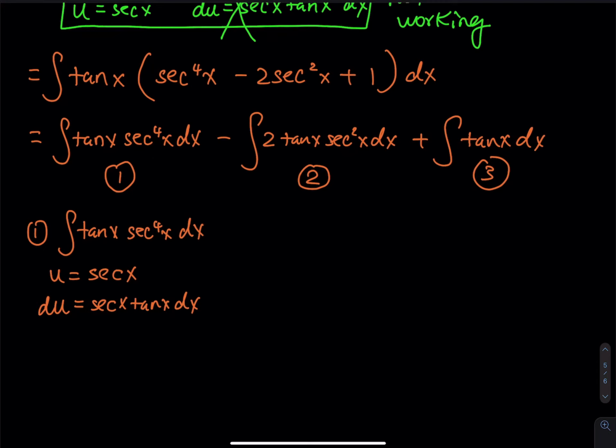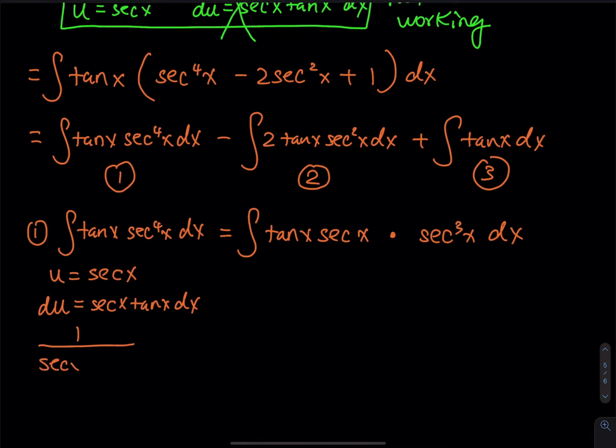Here is what I can do. How about this? We take one secant out. So we do tangent x, and then we take one secant out, and then we have three secants right here. And then now we do the change of variable. So we have 1 divided by secant x times tangent x dx.